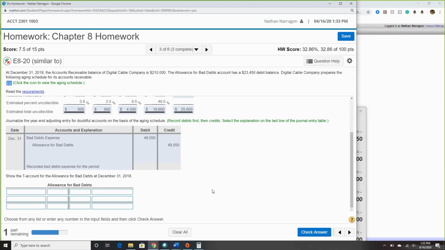Okay. Next is to show the actual T account or allowance for bad debt. I wish they kind of showed this one first and then have you do the journal entry so you can see. Of course, they want to be just slightly different. That'll be unadjusted balance, 23,450. Adjusted balance is the one from here.